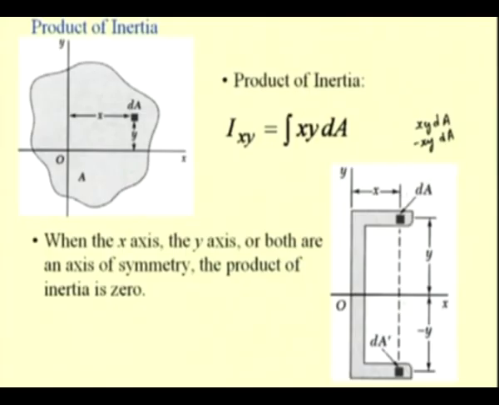So, it is possible to find for any differential element a corresponding element, because we have this axis of symmetry OX. So, the summation of this is 0, and thus the product of inertia for this element is 0 with respect to this axis OXY. So, this property can be conveniently used when computing the product of inertias for symmetric objects.